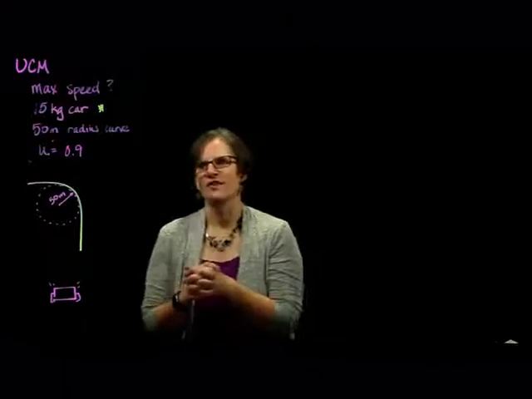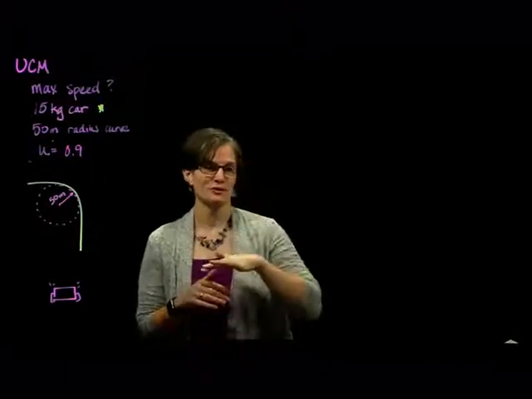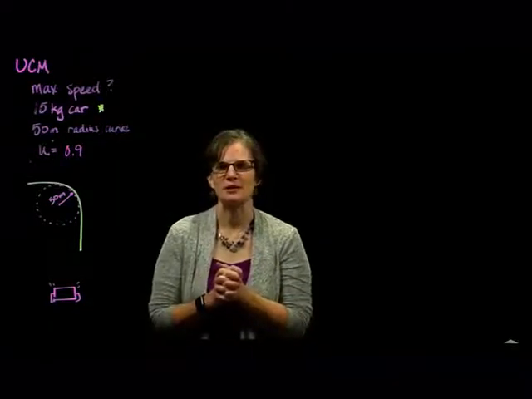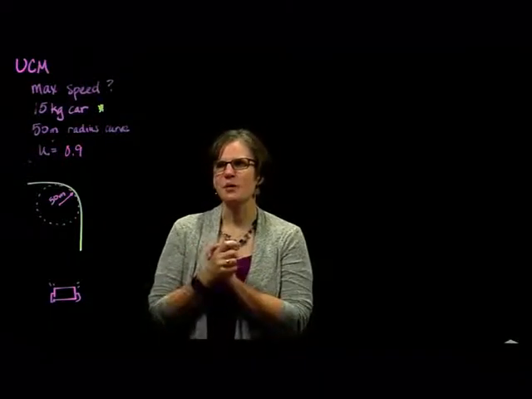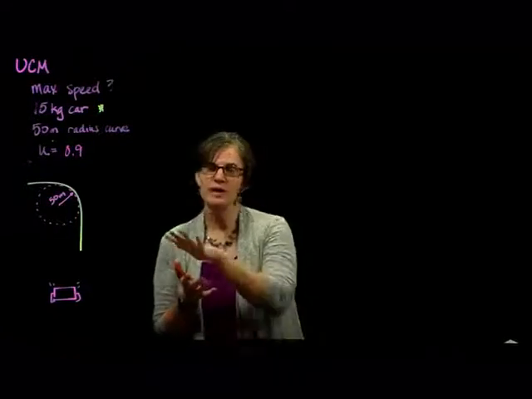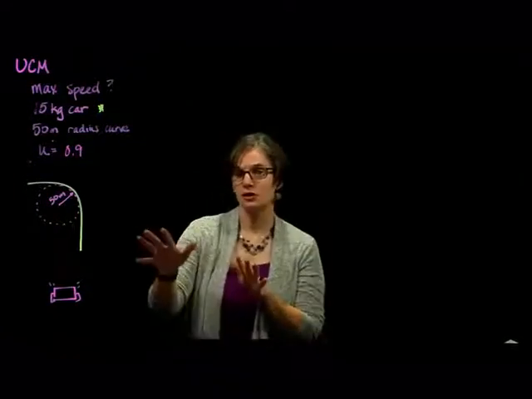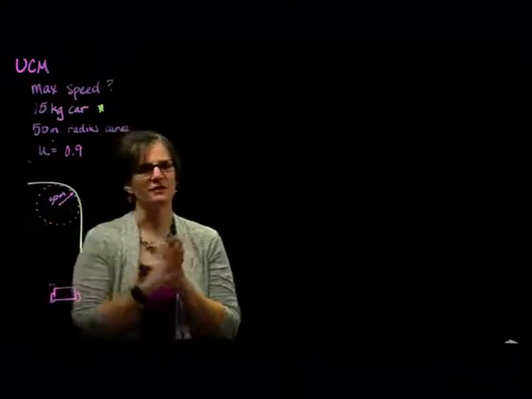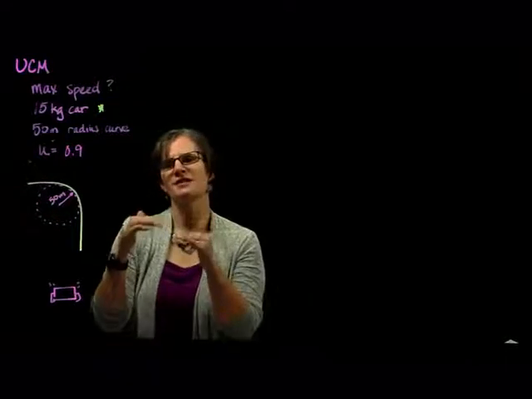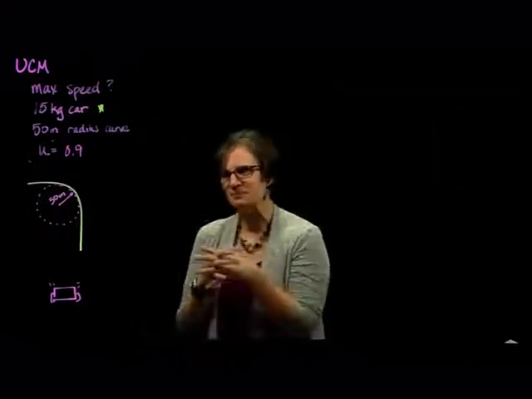At a problem of a car moving along a curve. So entering in what we've identified as uniform circular motion. And the question is asking, what is the maximum speed that a car can go in this circle if the curve has a radius of 50 meters and the coefficient of friction between the tires and the asphalt is 0.9.